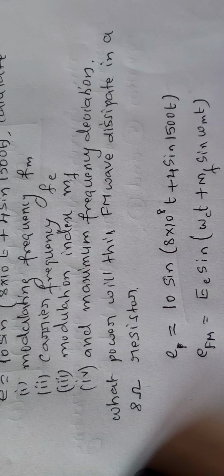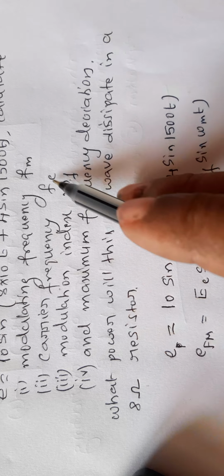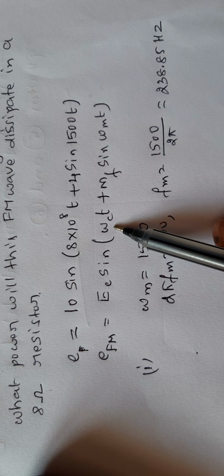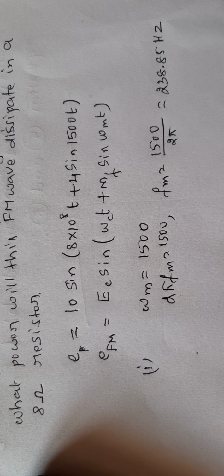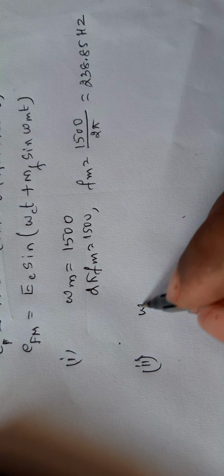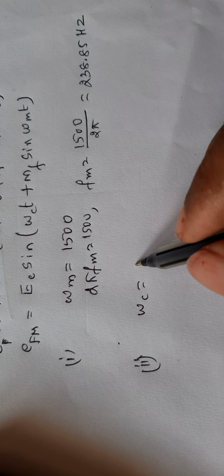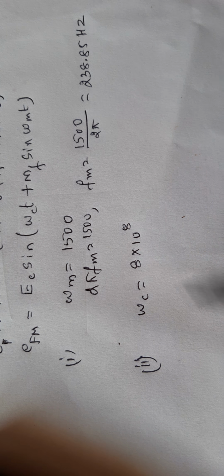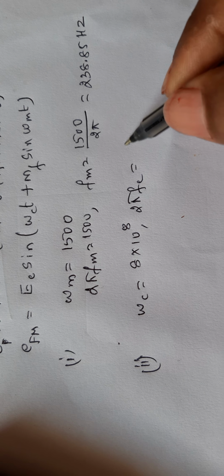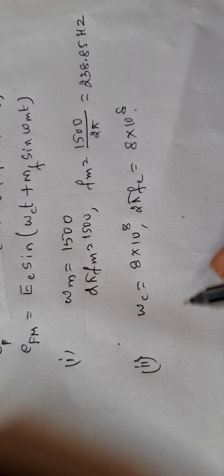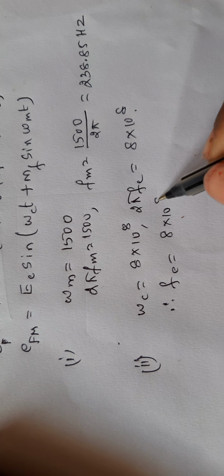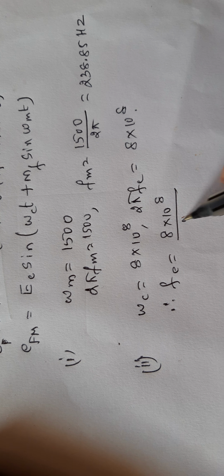Second, you have to calculate the carrier frequency fc. Compare these two equations. Instead of omega c, it is given 8 into 10 power 8. Therefore, to calculate the carrier frequency, on comparison, omega c is 8 into 10 power 8. Omega is nothing but 2 pi fc, equal to 8 into 10 power 8. Therefore, from this expression, the carrier frequency fc is equal to 8 into 10 power 8 divided by 2 pi.